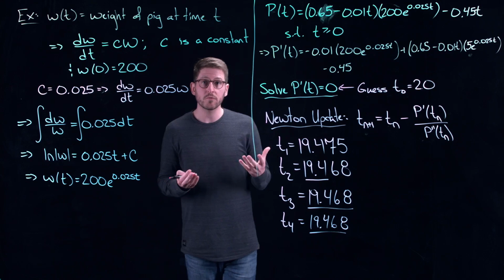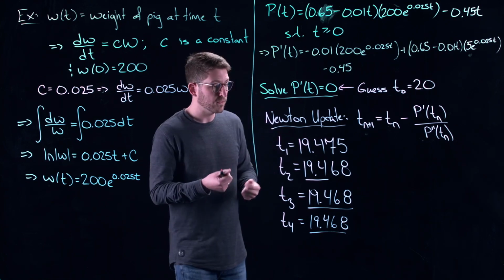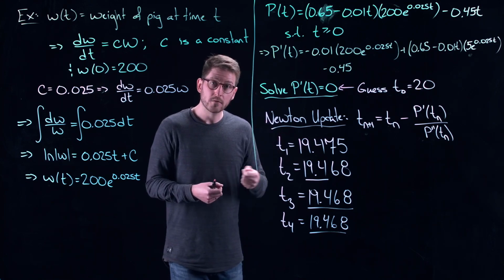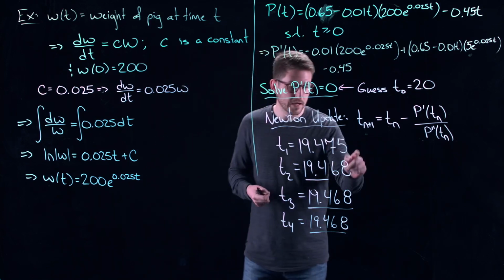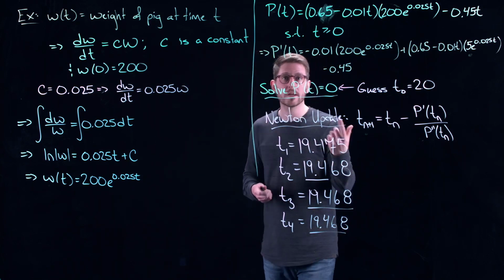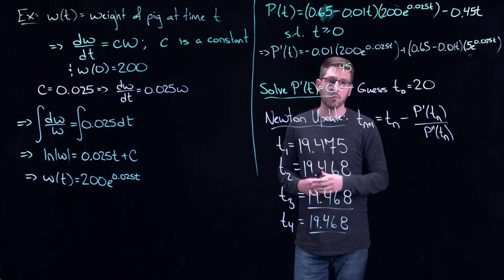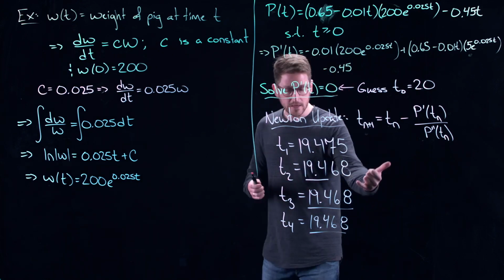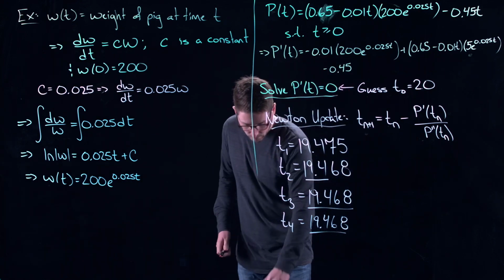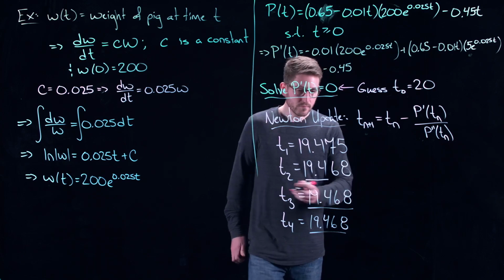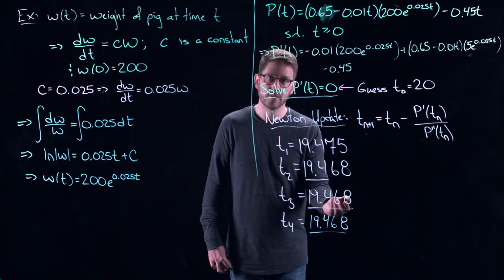And this is something that we see with Newton's method. This is something that I proved for you in the other video that I've done on Newton's method. You have what's called quadratic convergence. So you have this exponential convergence. You have a doubling of the number of digits that will become correct. And in this case, now we can see that we should sell the pig after about 19.5 days.